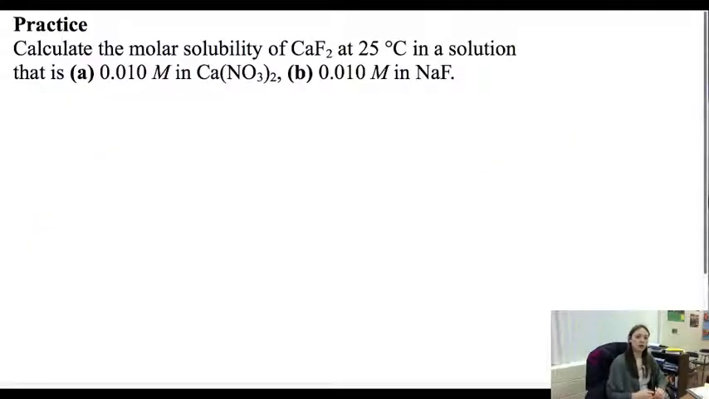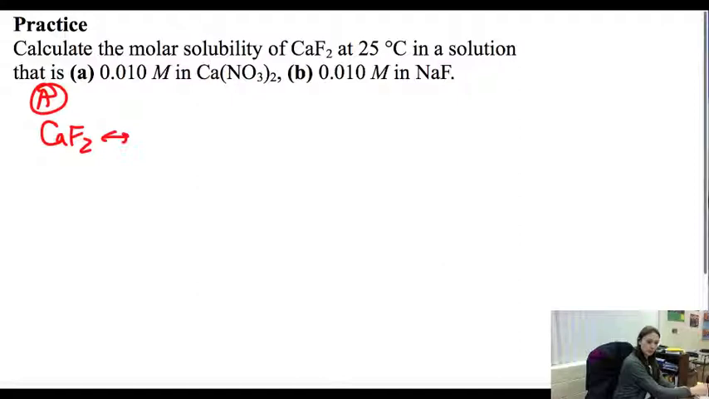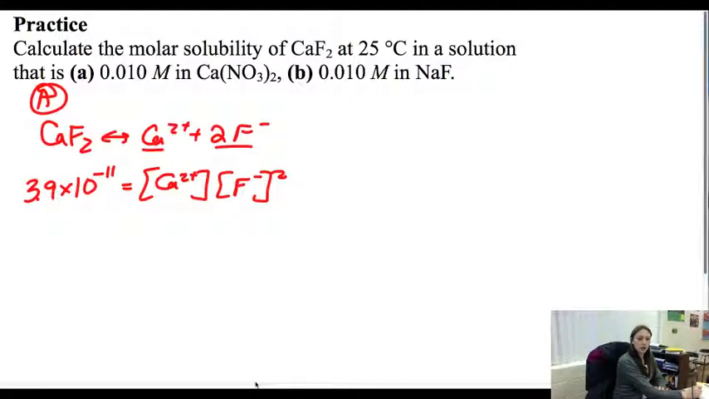So let's calculate the molar solubility of CaF2 at 25 degrees Celsius in a solution that is 0.01 molar CaNO3 and 0.01 molar NaF. So for the first part here, for A, I have my KSP for CaF2, and I've got CaF2, which is going to be Ca2 plus and 2F minus. My KSP here is 3.9 times 10 to the negative 11th. K is products over reactants. My products is just going to be these two. Now I want to know the molar solubility of CaF2, which means I want to know how much of this is dissolving.